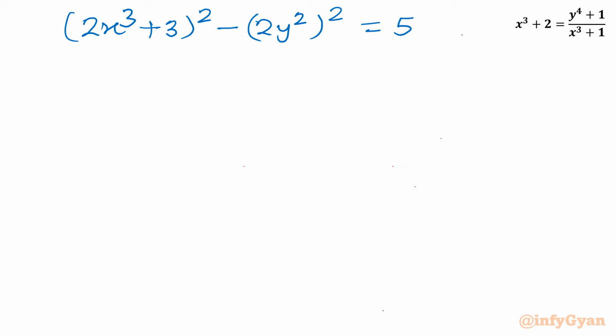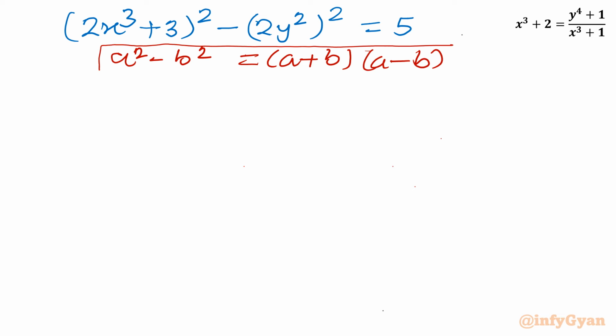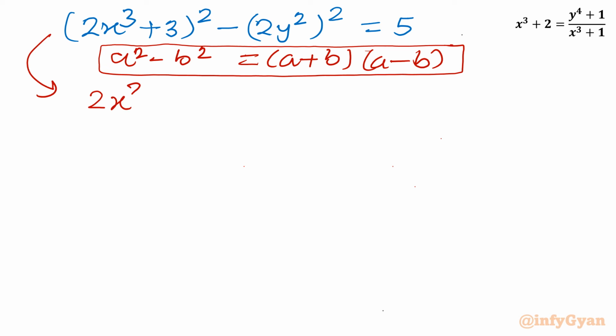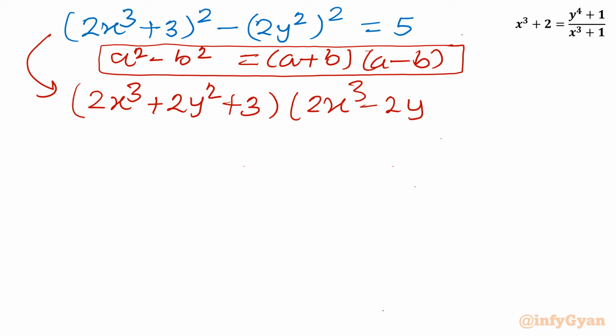Now the a square minus b square identity is there. Let me write here a square minus b square equal to a plus b times a minus b. Let's apply this algebraic identity. This will become 2x cube plus 2y square plus 3, this is a plus b. And a minus b, so I am writing in this order, 2x cube minus 2y square plus 3.